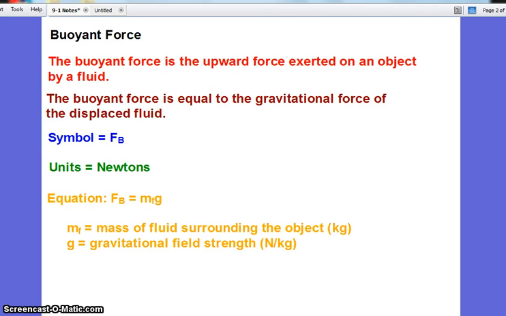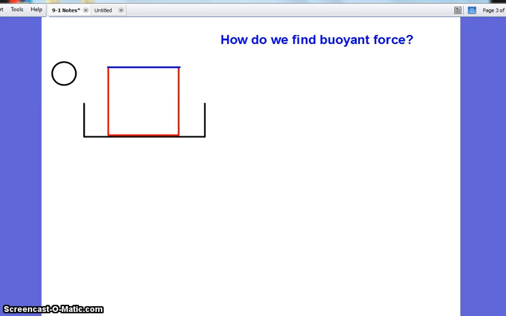Now, how do we calculate that buoyant force? Well, the buoyant force is equal to the gravitational force of the displaced fluid. But what does that mean? Let's say that we take a container and fill it to the very top with water. Then we put that container into a pan, an empty pan. Now we take our object and place it in the container of water, making the water overflow into the pan.